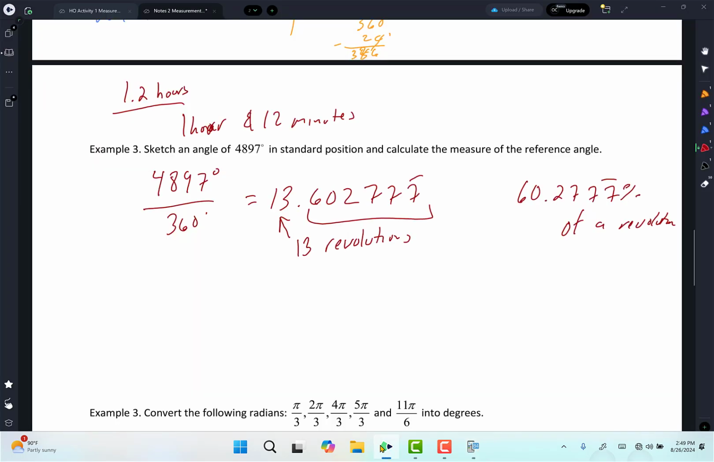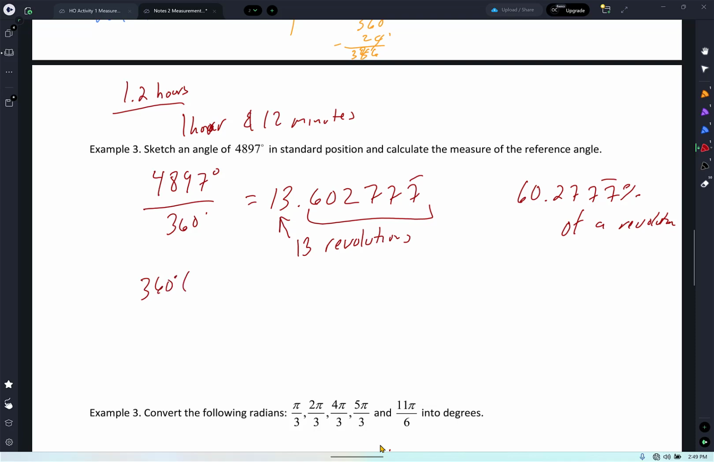So I know that 360 degrees times 0.602777, oh, actually, don't write the percent, that is 60.277%, is going to give me 217 degrees. What quadrant is 217 degrees in? 3. There it is. Theta equals 217 degrees.